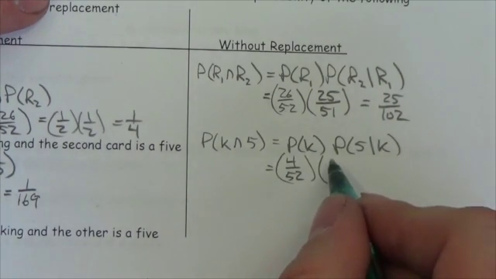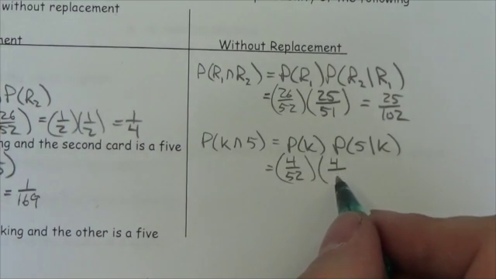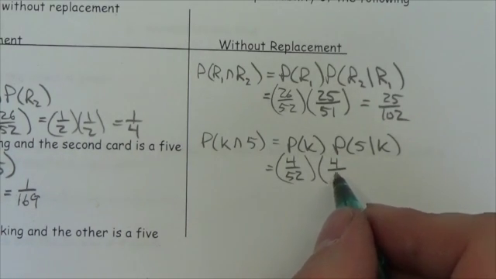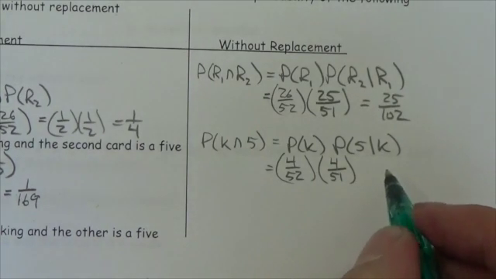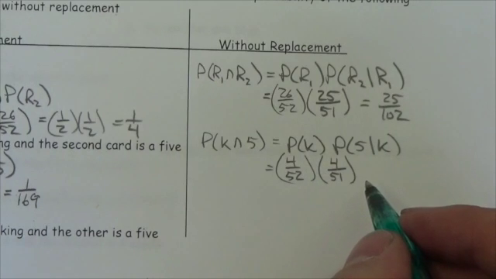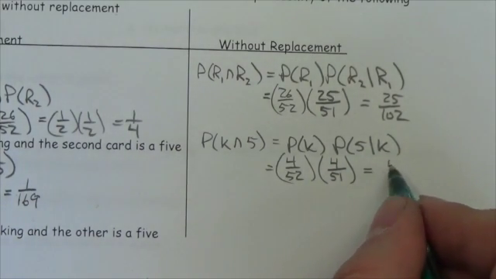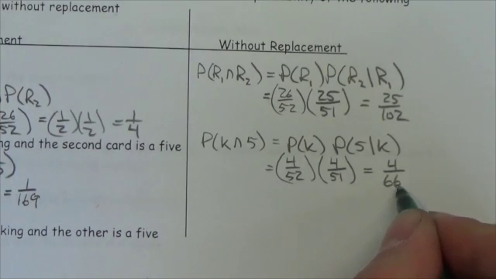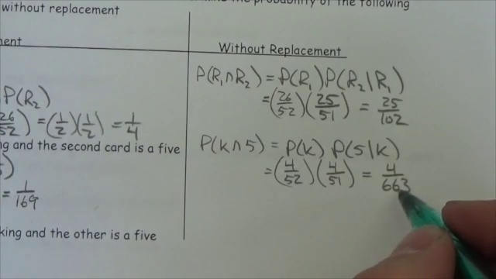And the probability of getting a 5 now, there are going to be 4 5s in there still, but we took out a card already. We took out the king, so now there's only 51 cards left. So now we've got 4 divided by 51. We're going to multiply those together. And when we simplify that, and I'm just doing this quickly on my calculator, I'm going to get 4 over 663.